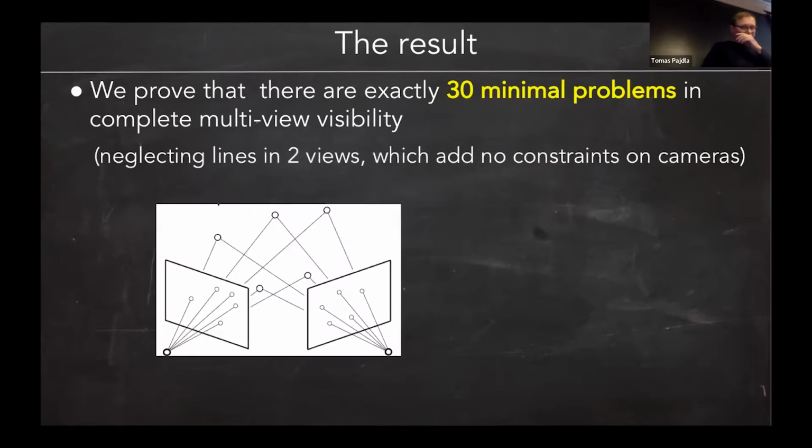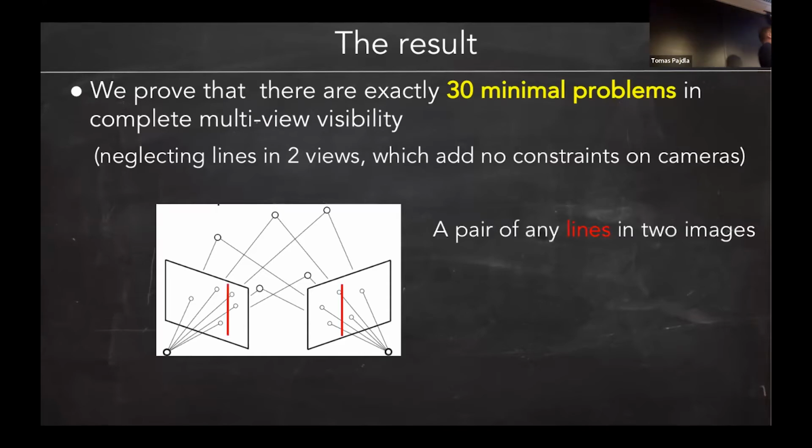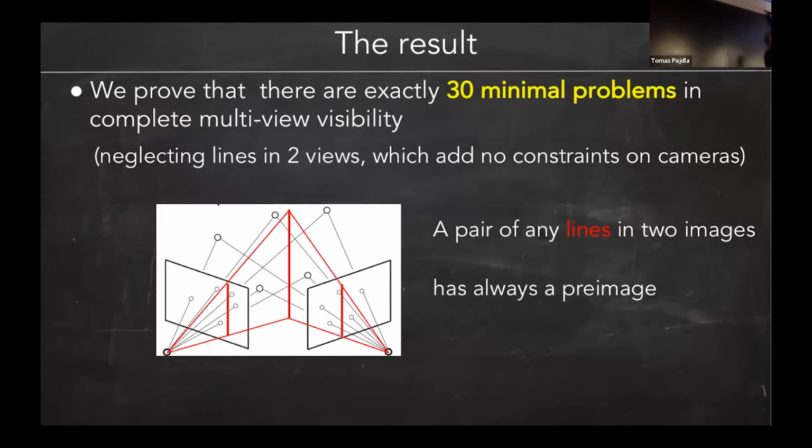It's a little bit imprecise, because in fact, if I have two views, I can always add whatever lines in those two views, because those two planes will intersect in a line in space, and I will get another problem. I can get an arbitrary number of lines. So we say 30 minimal problems, that means 30 different configurations of points, lines, and cameras. Okay. I will show the table of those 30.